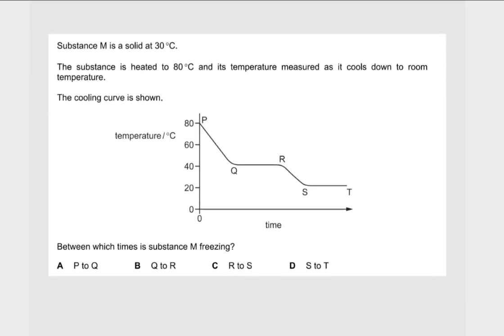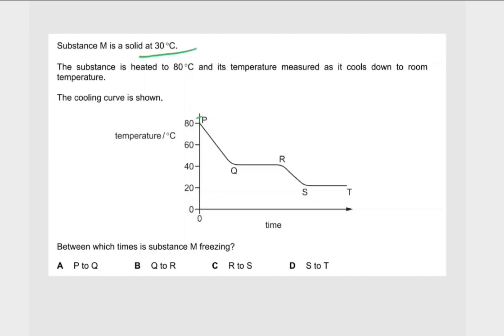Substance M is a solid at 30 degrees Celsius. The substance is heated to 80 degrees Celsius and its temperature measured as it cools down to room temperature. So it's a solid at 30, right? It's a solid at 30. It has been heated to 80 and let it cool down to room temperature. So we have a cooling curve here.